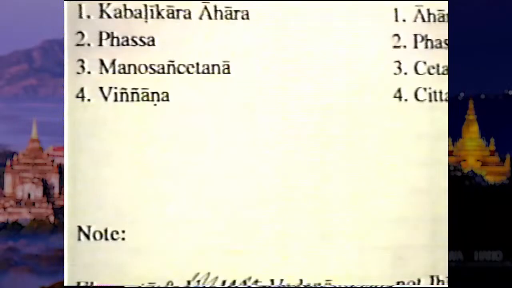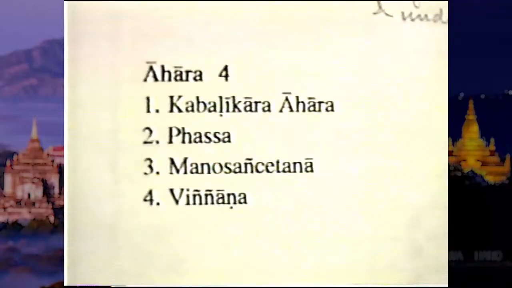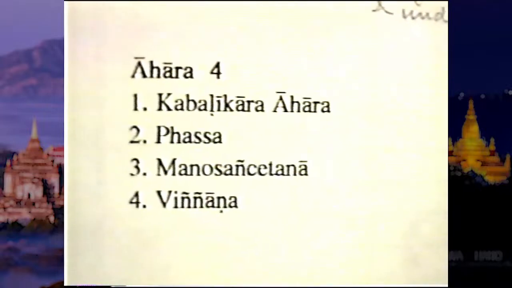Number 4, the next group is ahara. But here ahara does not mean food, but condition or cause. Number 1 is kabalikara ahara, that is edible food, actually the nutriment which is in the food we eat. And this kabalikara ahara or nutriment brings about the 8 rupas born of ahara. That is why it is called ahara. Now, the word ahara means bringing.